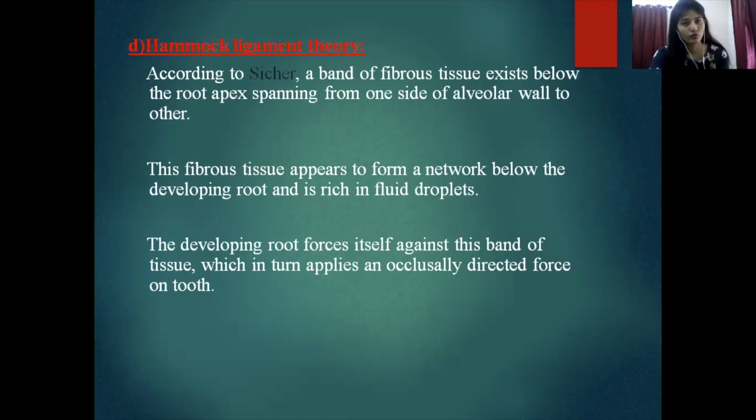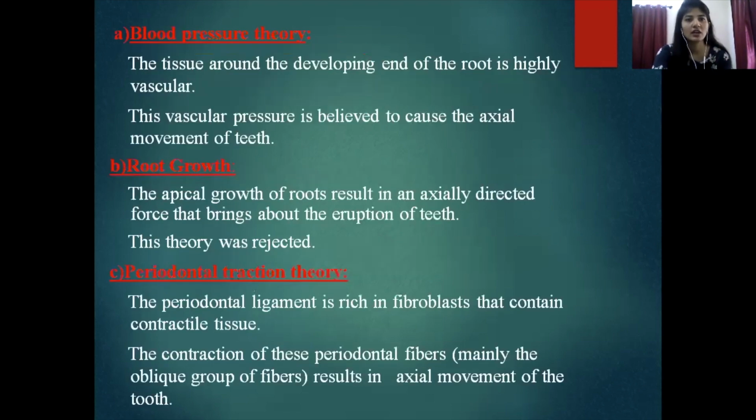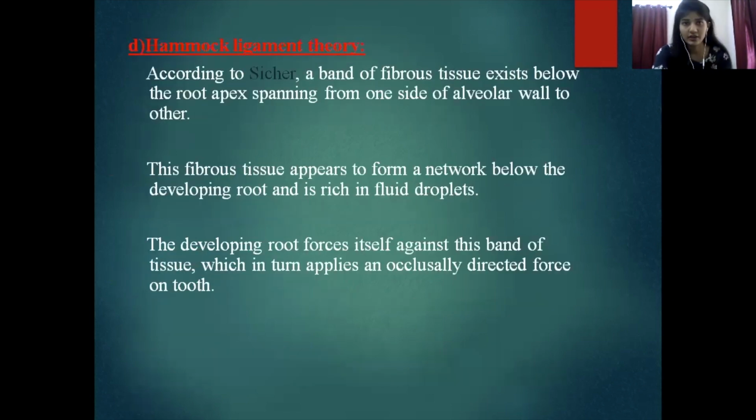So there are four theories: the blood pressure theory, the root growth theory, the periodontal traction theory, and the hammock ligament theory. These are the schools of thought which describe the movement of the tooth.